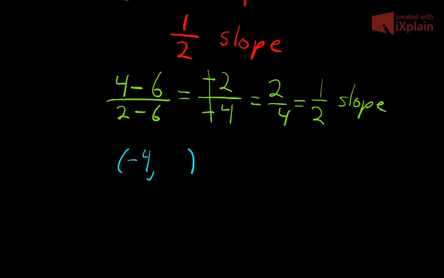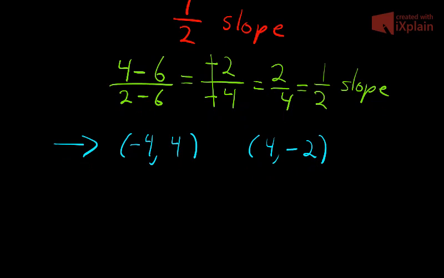So one of the points is (-4, 4), and the other one is (4, -2). So I would like you guys to please solve that one, find the slope of those 2 points, and then just continue in the notes. If you have to pause here, that's okay. Just work on it for me.